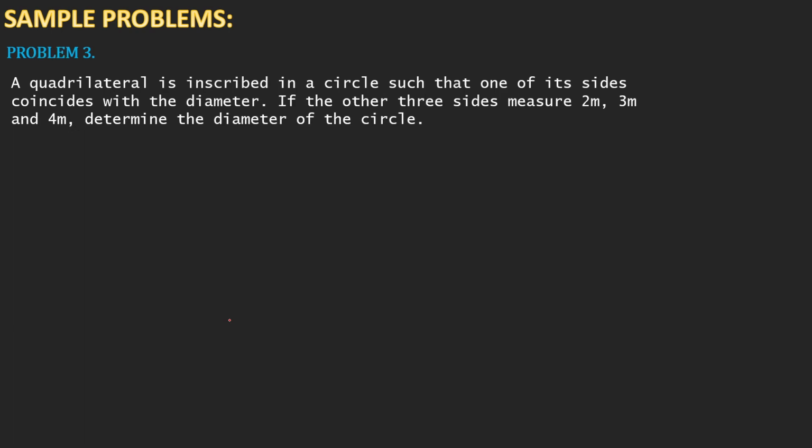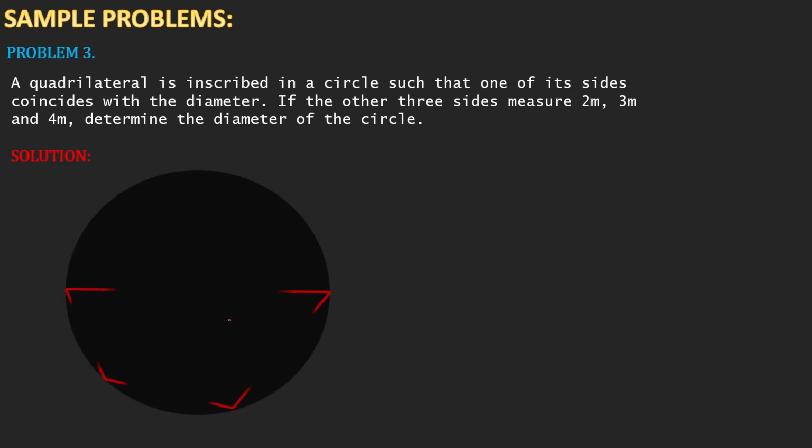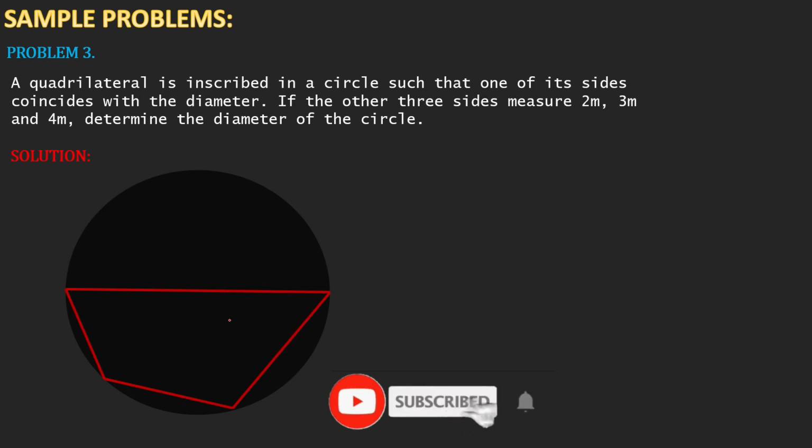Quadrilateral is inscribed in a circle such that one of its sides coincides with the diameter. If the other 3 sides measure 2 meters, 3 meters, and 4 meters, determine the diameter of the circle. So, meron tayong circle, then may naka-inscribe na quadrilateral. Binigay yung 3 dimensions, 2, 3, and 4 meters. Hinahanap sa atin is the diameter.